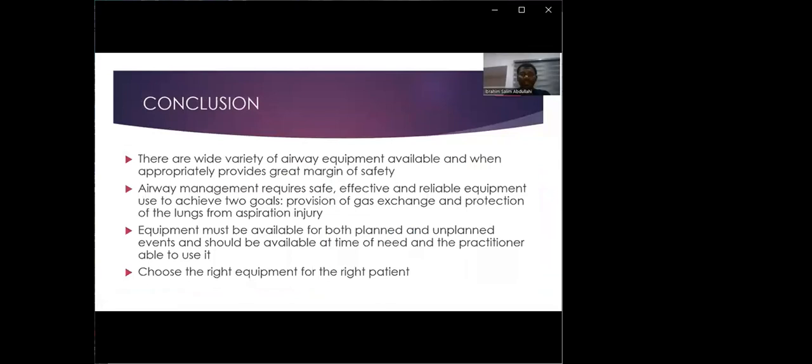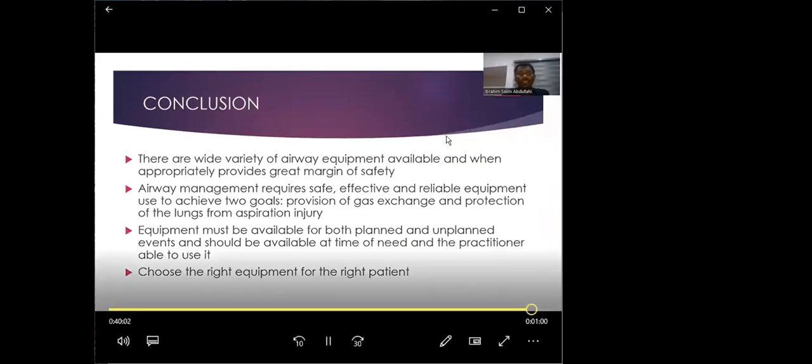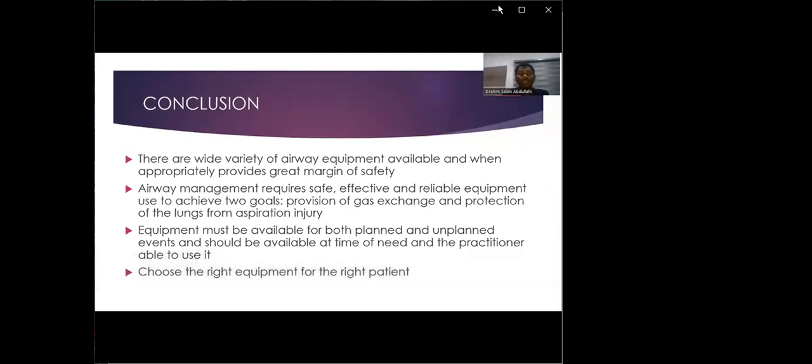So, in conclusion, there are a wide variety of airway equipment available, and when appropriately used, provide great margin of safety. Airway management requires safe, effective, and reliable equipment used to achieve two goals: provision of gas exchange and protection of the lungs from aspiration injury. Equipment must be available for both planned and unplanned events, and should be available at time of need and the practitioner able to use it.